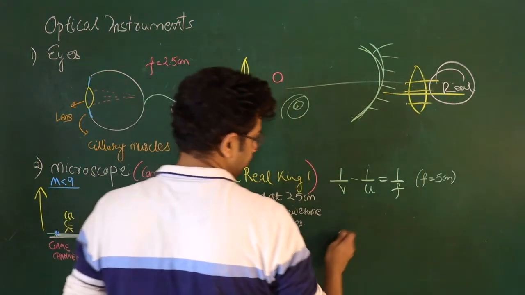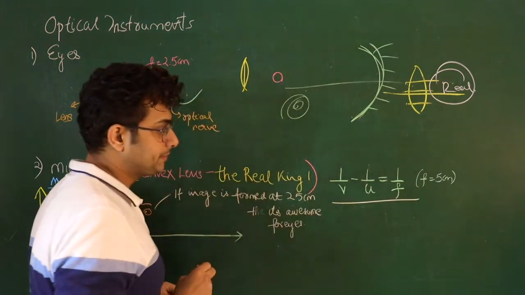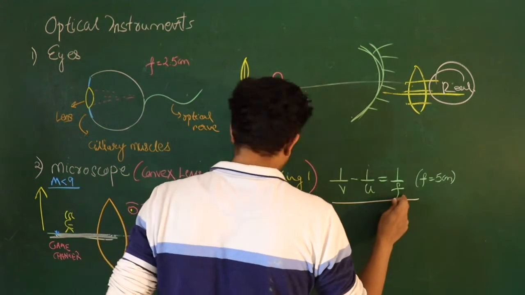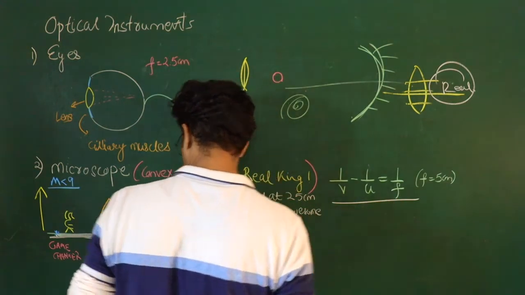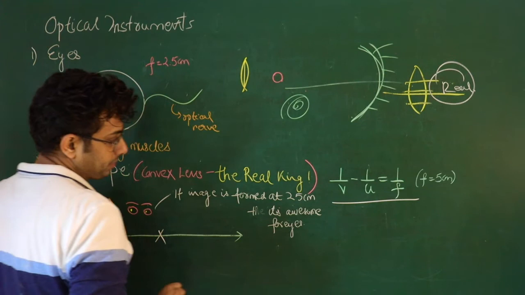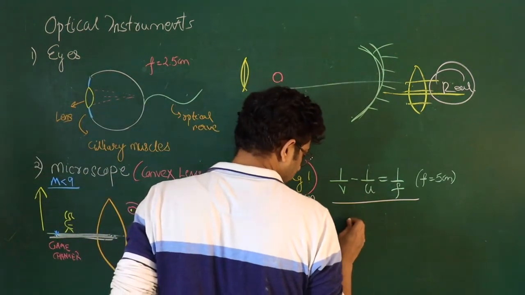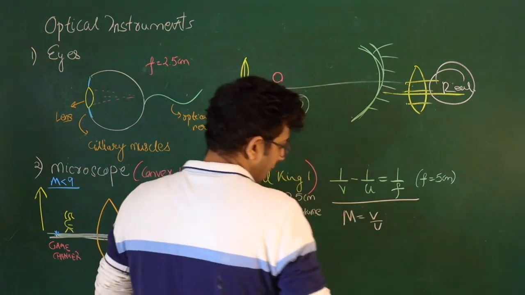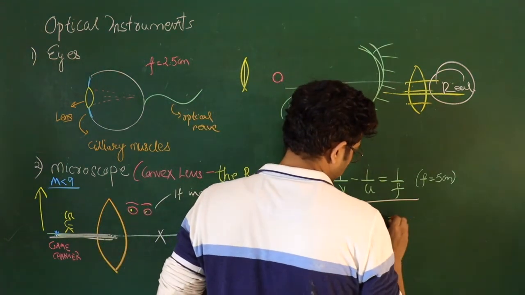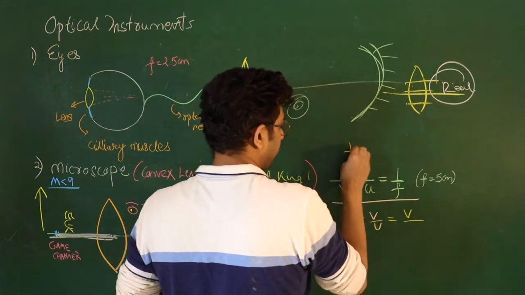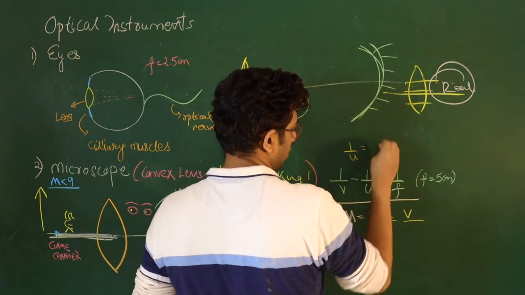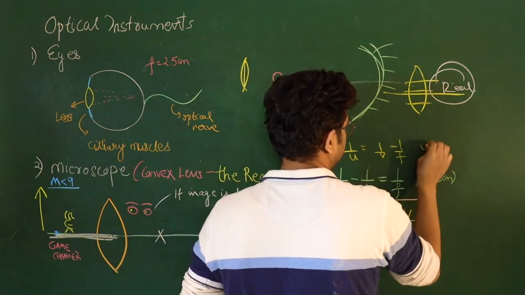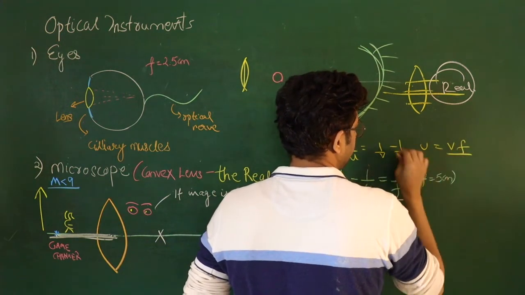Now, let me do some calculations here. This is the formula for lens: 1 upon V minus 1 upon U is equal to 1 upon F. Focus is obviously positive because here the actual focus is there. Your magnification is V by U. I will try to eliminate U from here. So 1 upon U is 1 upon V minus 1 upon F, so U becomes VF upon F minus V.